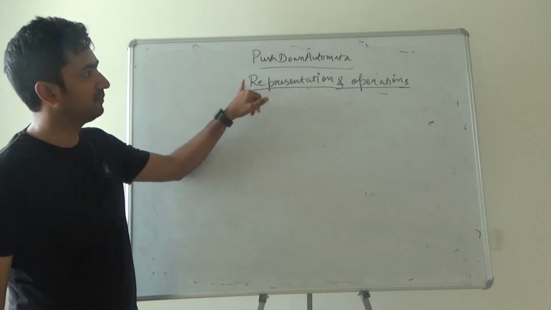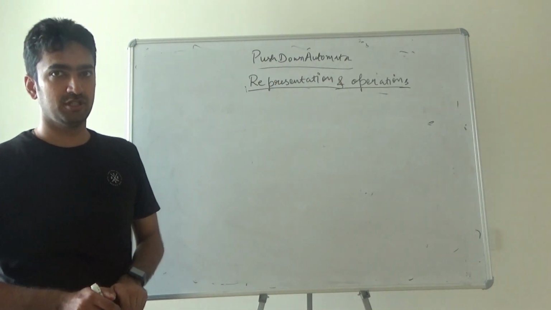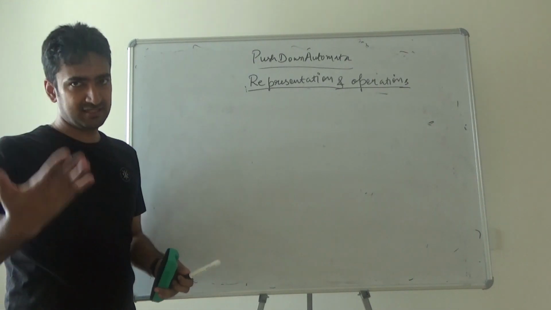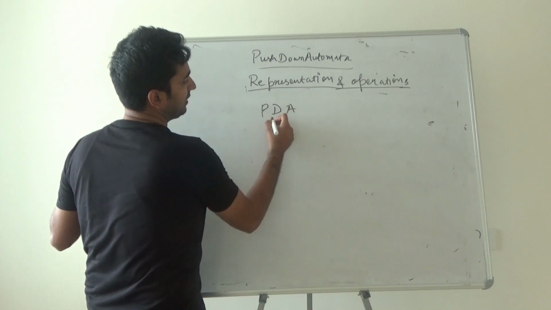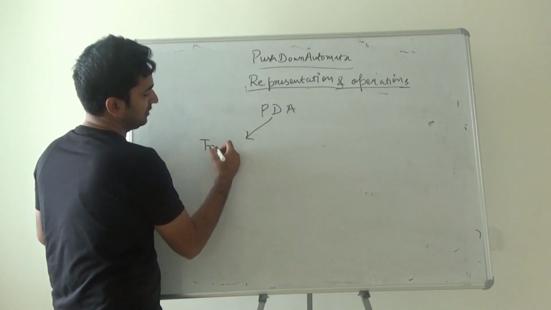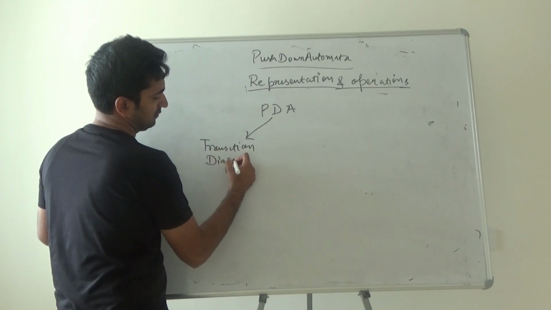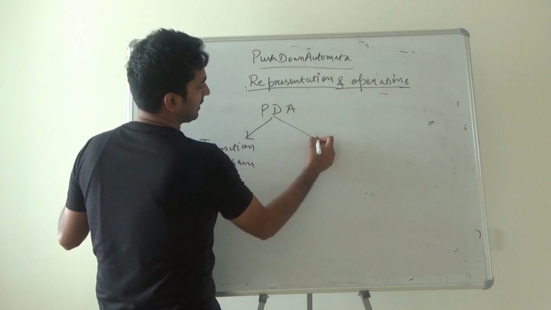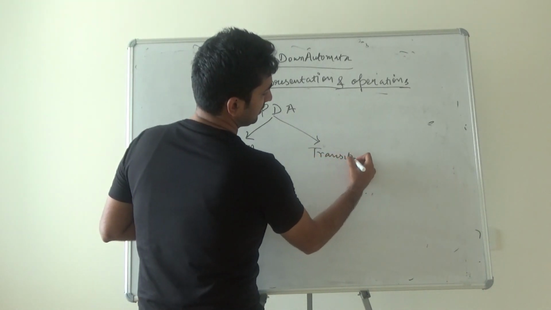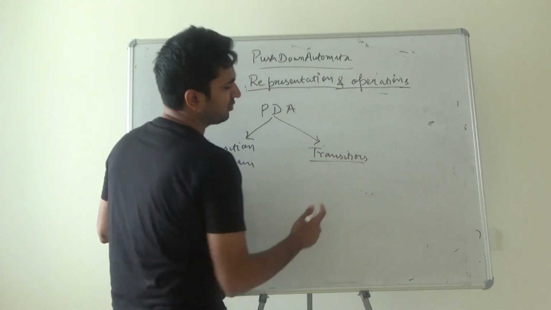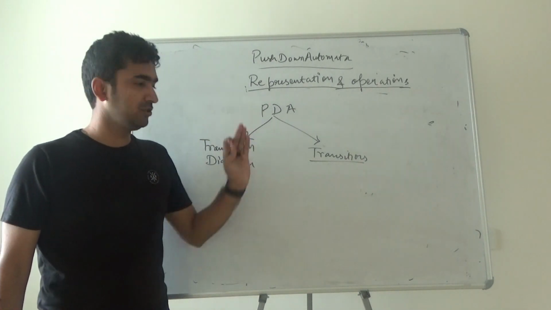the concept of how to represent the pushdown automata along with the operations of pushdown automata. So let's start with representation. The PDA representation can be done using a transition diagram, and it can be done using transitions only. We are just going to write the transitions and then we basically represent the pushdown automata.